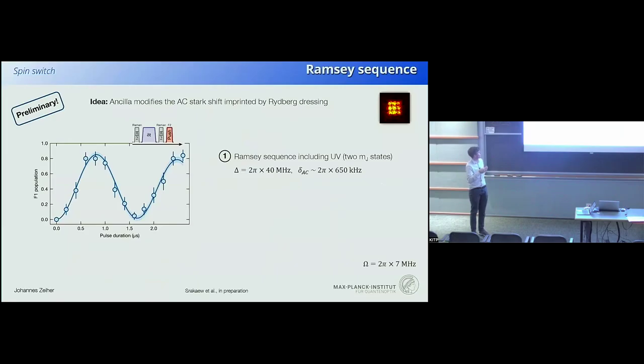You see this nice AC Stark shift. And this is basically consistent also with the expectation that we have. Just a few numbers. We work here with the Rydberg detuning for the dressing of 40 megahertz, which gives rise to an AC Stark shift of about 600 kilohertz, taking into account all the MJ states in the system. What we do now is we just excite the ancilla into the Rydberg state on this 2-photon transition.